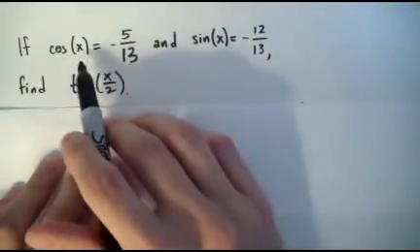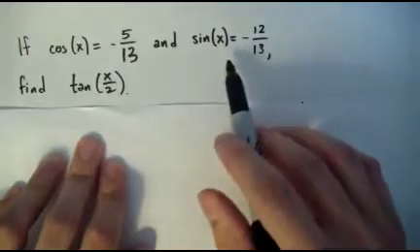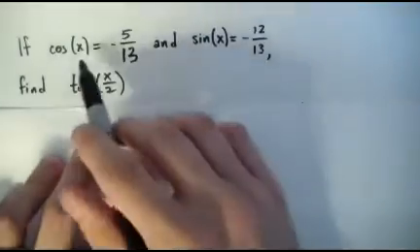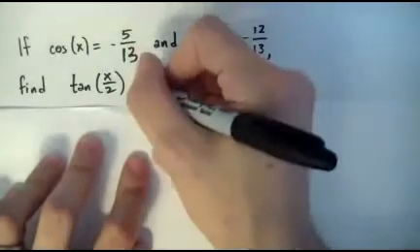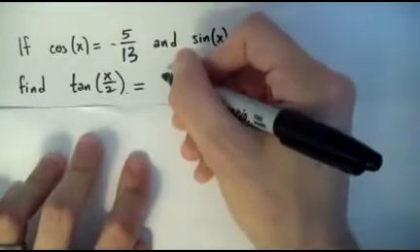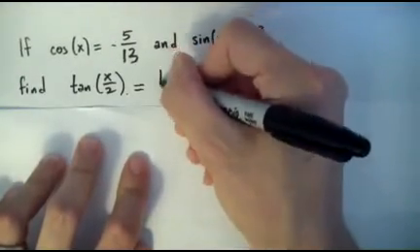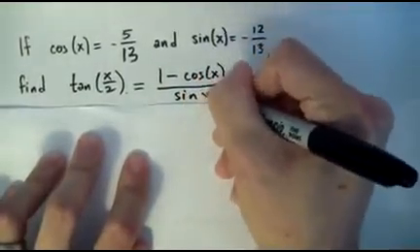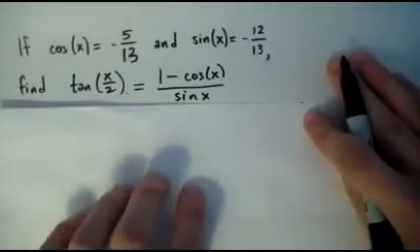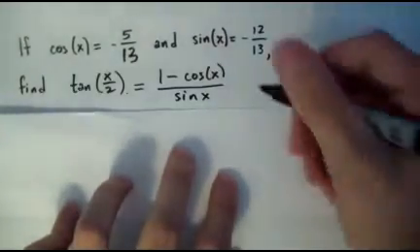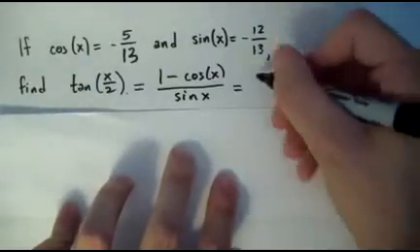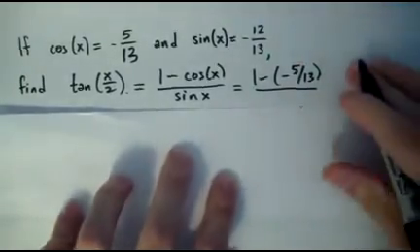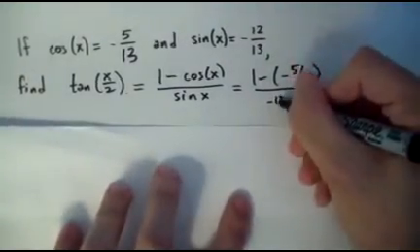Okay, so here we're told that cosine of x is minus 5/13 and sine of x is minus 12/13, and we're asked for tan of x over 2. And again, if we know what cosine of x and sine x are, we can find tan of x over 2 just by applying the formula without too much trouble. So again, we can plug in, we get (1 minus cos of x) over sine of x. That's one of our formulas for tangent of x over 2. And now we just plug in what we know. We know what cosine of x is, 1 minus (minus 5/13). And sine of x is minus 12/13.